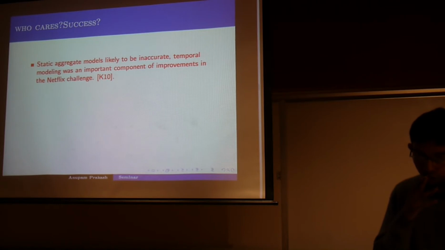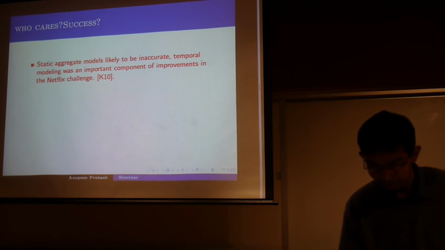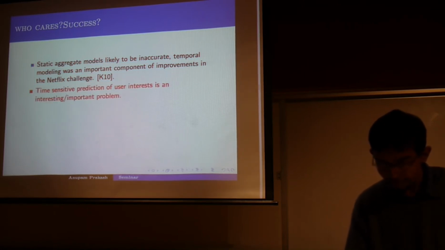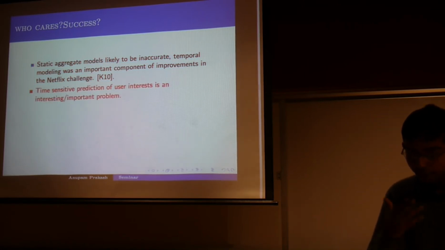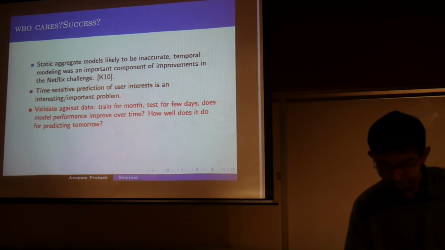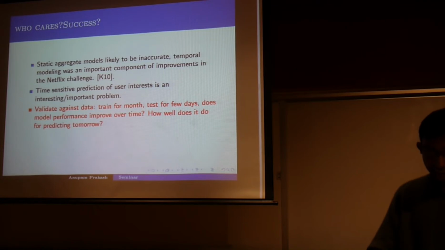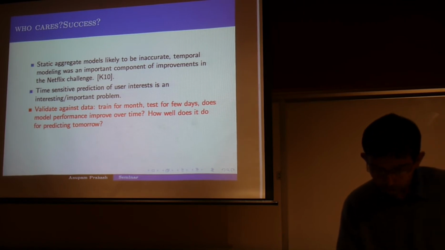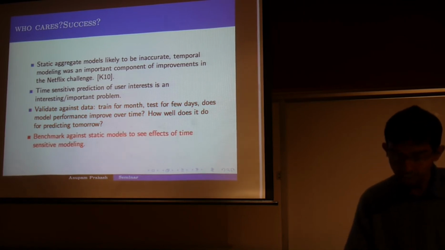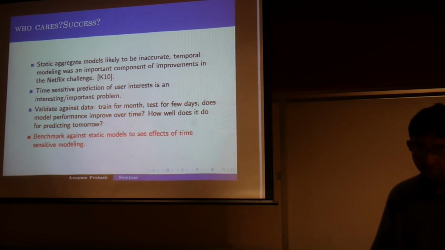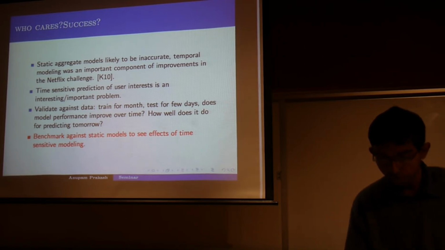So why do you want to do it? Because we think the static aggregate models are likely to be inaccurate. Temporal modeling should be better in some way. And the time-sensitive prediction of user interests is interesting. So the plan is to maybe train for a month, then test for a few days, and see how performance changes over time, how well the model does. And maybe test against static models to see if the time component really helps.